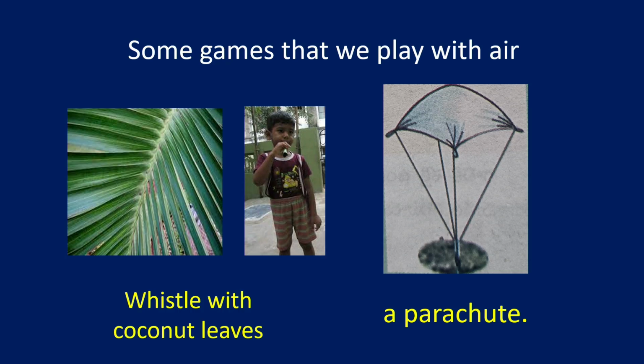Now children, have you played some games with air? Yes, in our childhood we played. We made a whistle with coconut leaves, and how nice it is, we can play with it. And take a stone and tie a polythene cover with threads in 4 directions to it, and when you throw it from upstairs, it will reach the ground very slowly. Now we are making a parachute on our own.